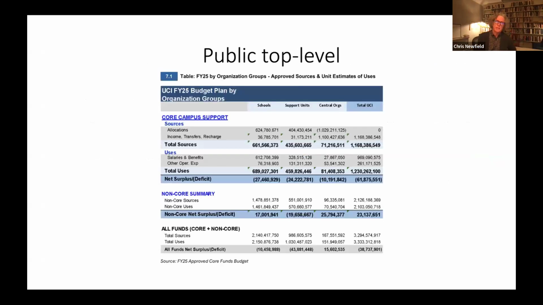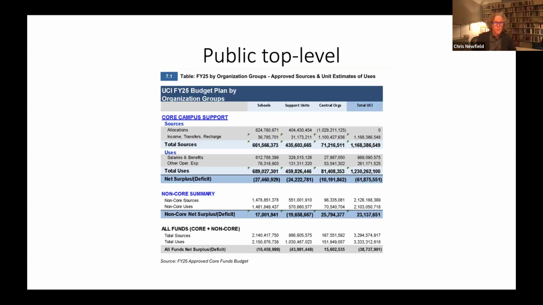So just a couple of examples of that. This is the public top level budget from last year, from fiscal year 25. And I use this one because they actually lined up three general classifications next to each other. There's the schools, there's the support units, and there's the central administrative organizations. And the thing that jumps out at me, especially the first time I looked at this, is that there's 689 million in the schools, the academic core. And there's almost 500 million, putting the next two columns together, for administration broadly construed. And that seems like quite a high ratio of administration to academics.